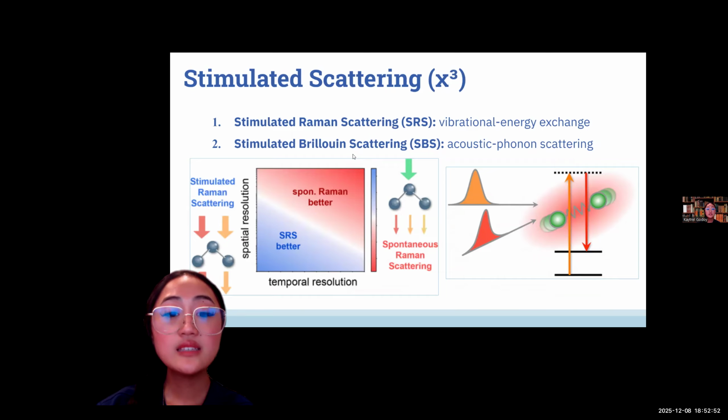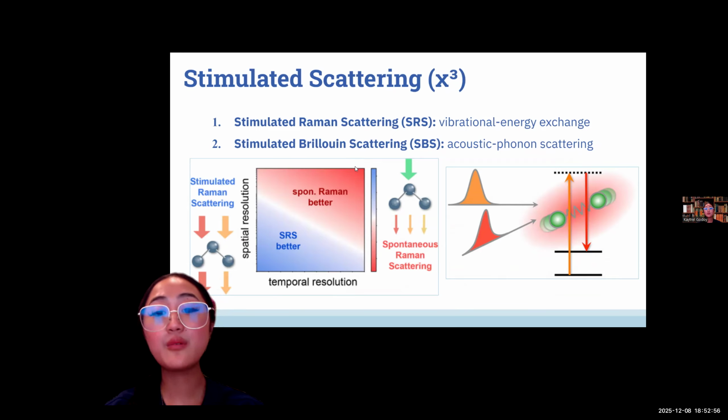Stimulated scattering includes stimulated Raman scattering and stimulated Brillouin scattering. These are governed by the third-order nonlinearity, or chi-3. Stimulated Raman scattering is the vibrational energy exchange, whereas SBS is the acoustic phonon scattering.